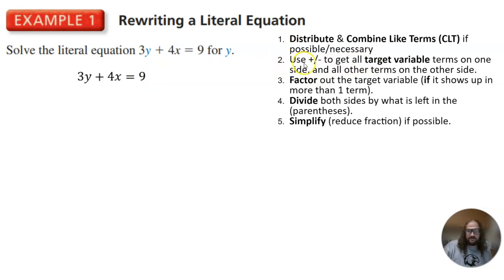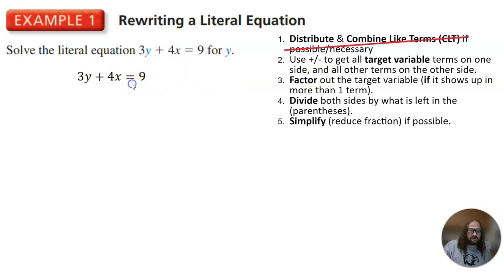So we're on to step 2, using addition or subtraction to get all of our target variable terms on one side. We're solving for y, so y is our target variable. So that means we want to have everything with y on one side and everything without y on the other side. We could accomplish that by getting this plus 4x off of the left side.